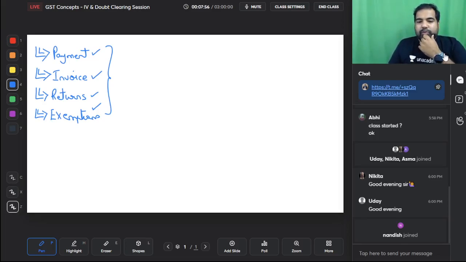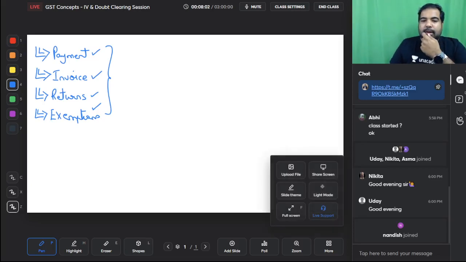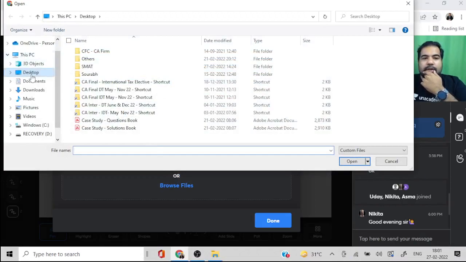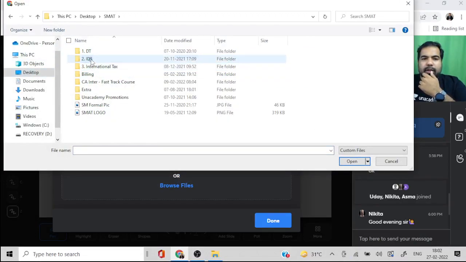So what we will do now is we will look at a chapter called payment and then we'll squeeze an exemption in the middle. But as always, I'm going to upload my QuickBook here. Here it is. This is the QuickBook that I'm going to upload.